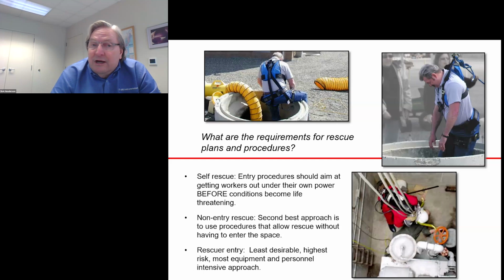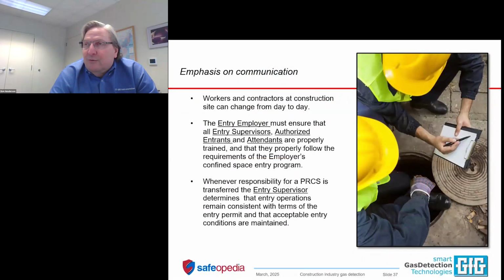The number one objective is for workers to self-rescue and to leave at a time that conditions are changing in a dangerous way, but have not yet become life-threatening. The second best approach is to use retrieval systems and harnesses that permit the attendant to conduct a rescue without entry. And the least desirable approach is to have a standby rescue team ready to actually physically enter the space to conduct the rescue.